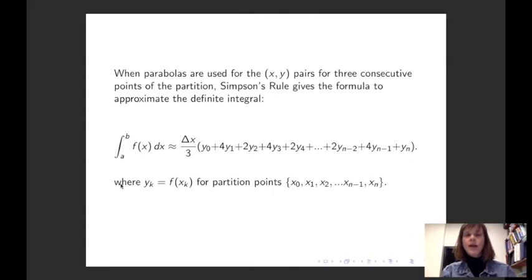When parabolas are used for the xy pairs for 3 consecutive points of the partition, Simpson's rule gives the formula to approximate the definite integral. So the integral from a to b of f of x dx is approximately delta x, the width of any of the subintervals, divided by 3, times the quantity y sub 0 plus 4y sub 1 plus 2y sub 2 plus 4y sub 3 plus 2y sub 4, and that alternating pattern continues for those coefficients until we get to 2y sub n minus 2 plus 4y sub n minus 1 plus y sub n. Again, where y sub k is the function evaluated at the kth partition point.